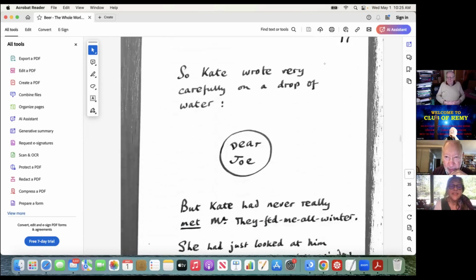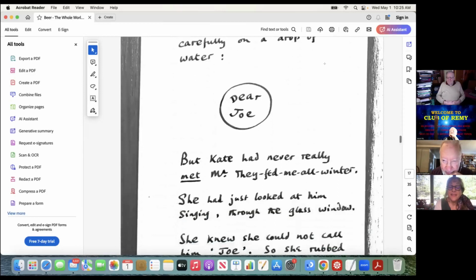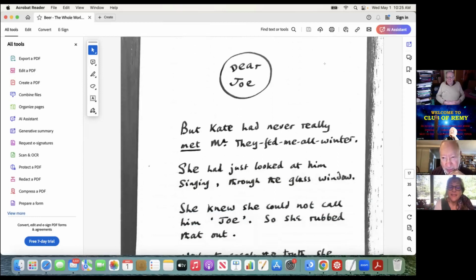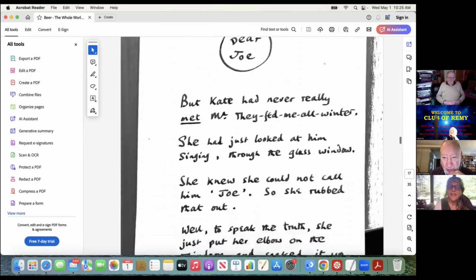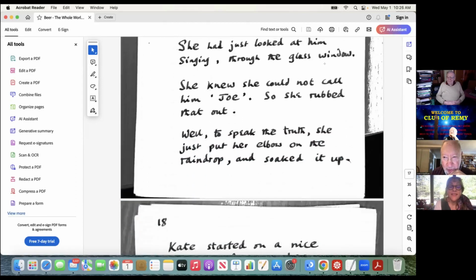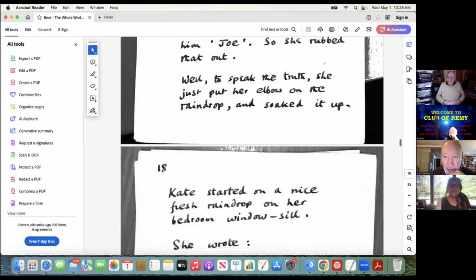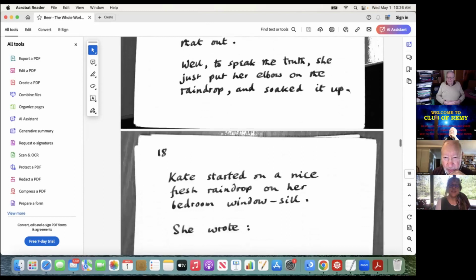So Kate wrote very carefully on a drop of water, "Dear Joe." But Kate had never really met Mr. They Fed Me All Winter. She had just looked at him singing through the glass window. She knew she could not call him Joe, so she rubbed that out. Well, to speak the truth, she just put her elbows on the raindrop and soaked it up.